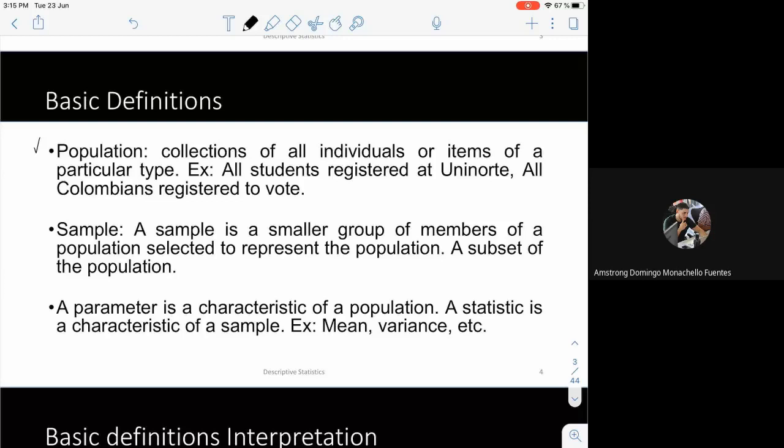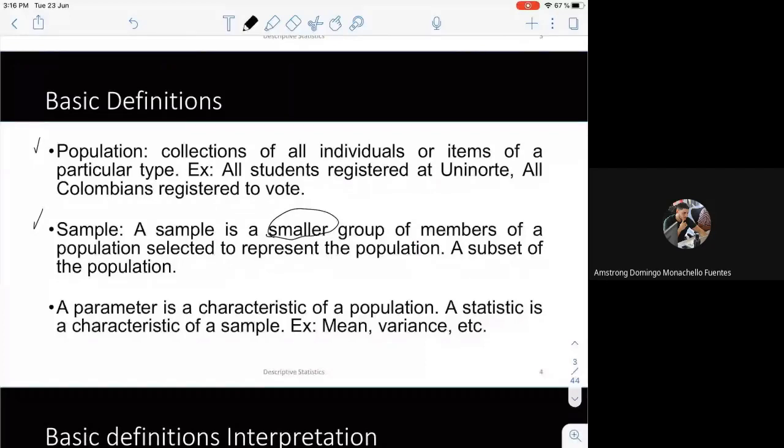But sometimes it's difficult to access the whole population in a study. So instead of contacting every single student at Uninorte, one option is to collect a sample. So what is a sample? A sample is a subgroup, a smaller group of the population. Why do we need to collect samples? Because in real life, in most cases, it's impossible to access every single individual in the population.